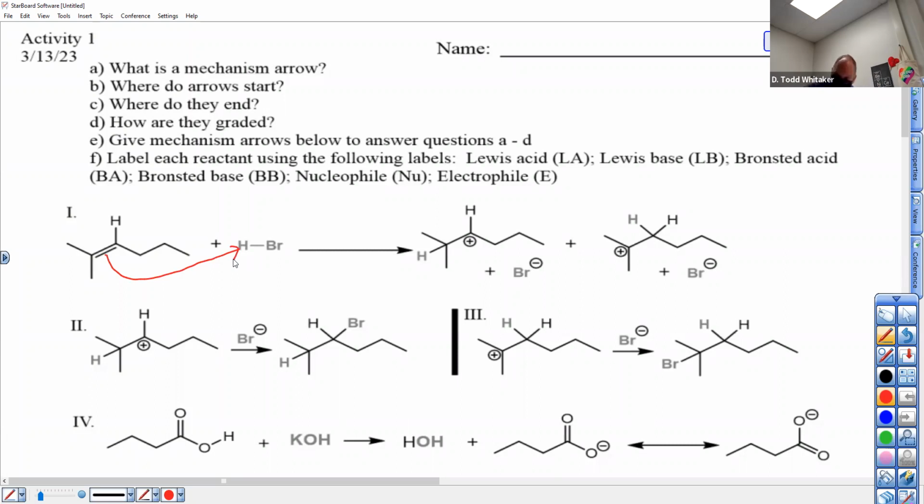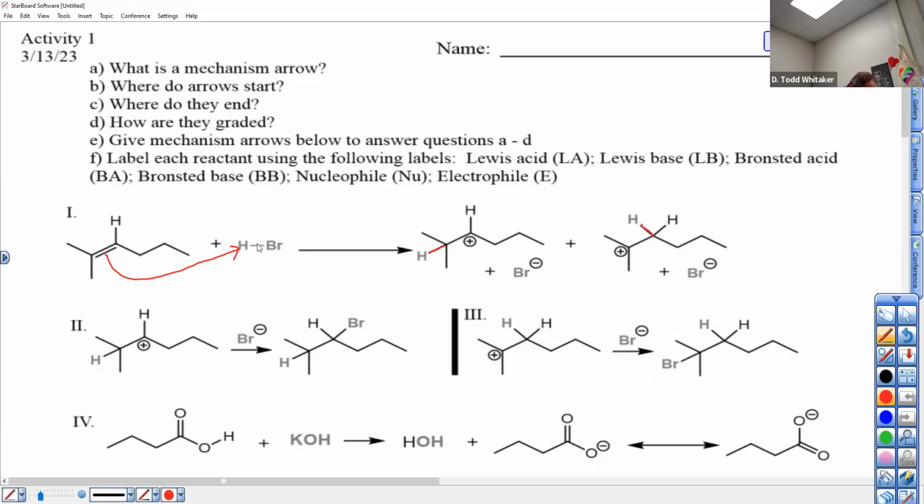The arrow started at a pair of pi electrons. It ended at an H atom. It made this bond if you're making this product, this bond right here. That's a new H there, isn't it? And it made this bond if you use the pi to make the bond to this carbon. So your new electrons are this bond and this bond.